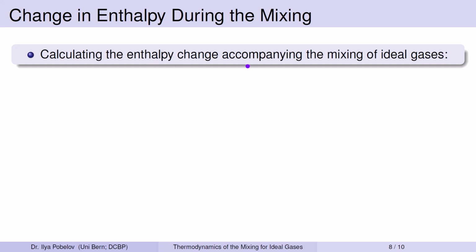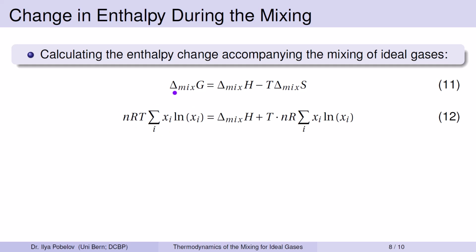The enthalpy change accompanying the mixing of ideal gases can be calculated using the relation delta mix G equals delta mix H minus T times delta mix S. By substituting the expressions for delta mix G and delta mix S from previous equations, we obtain N times R times T multiplied by the sum over i of Xi times the natural logarithm of Xi equals delta mix H plus T times N times R times the sum over i of Xi times the natural logarithm of Xi. This shows that delta mix H equals 0.